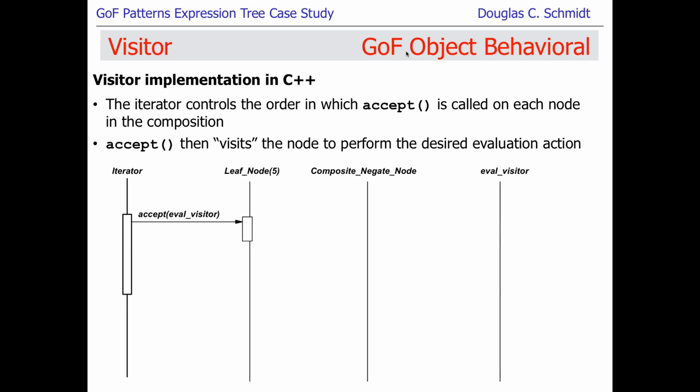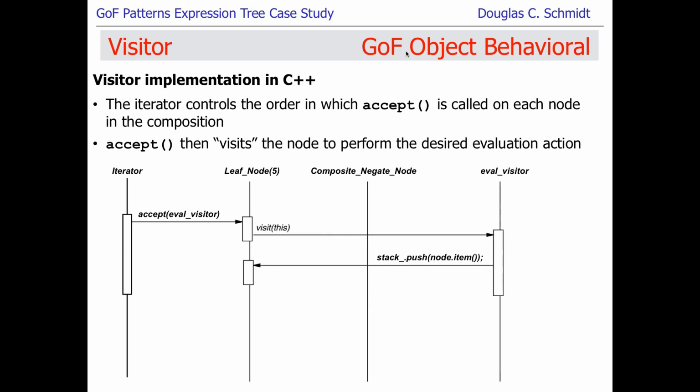The only difference is the kind of visitor. Before we had a print visitor, now we have an eval visitor, or evaluation visitor. We have an iterator that gives us each node one at a time. When we get a leaf node, we say, please visit me. That pushes the value of the node onto the eval visitor's local data member, which goes back to your question about state.